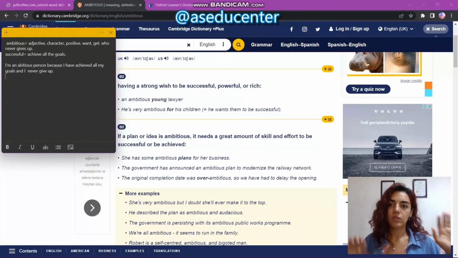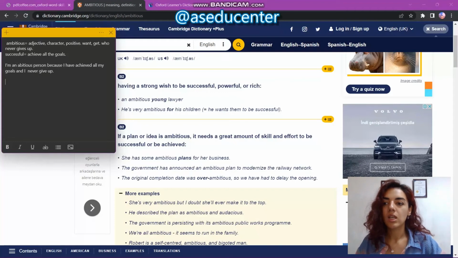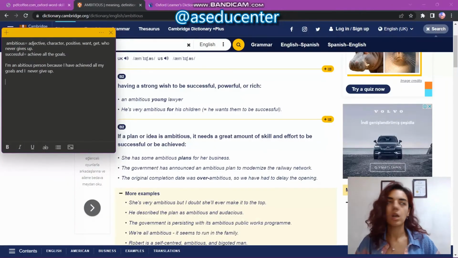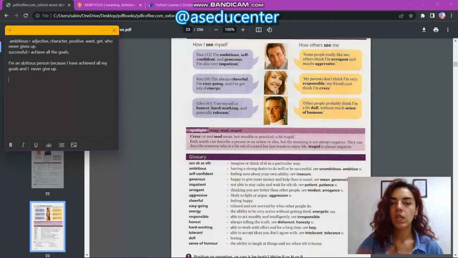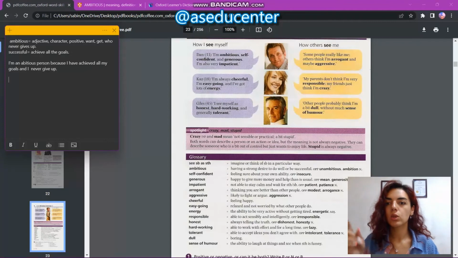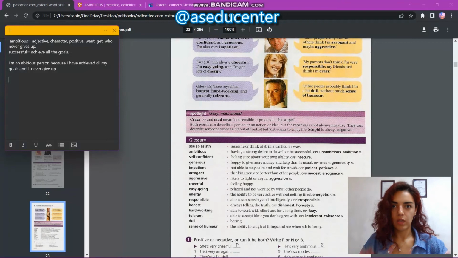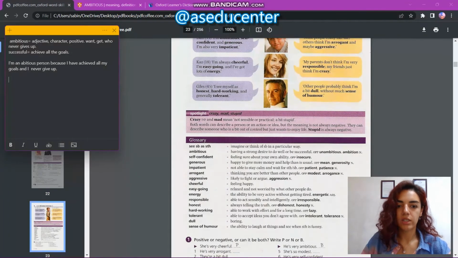So we have so far learned so many things, and now it's time to learn the opposite. For example, ambitious is a positive character, but what is the opposite meaning? For example, how do we call a person who easily gives up, who never tries anything? So in this case, you can check Google Translate, Cambridge Dictionary again, or Oxford Learners Dictionary, it doesn't matter. Or in our case, we have a glossary here, we can check the opposite meaning.